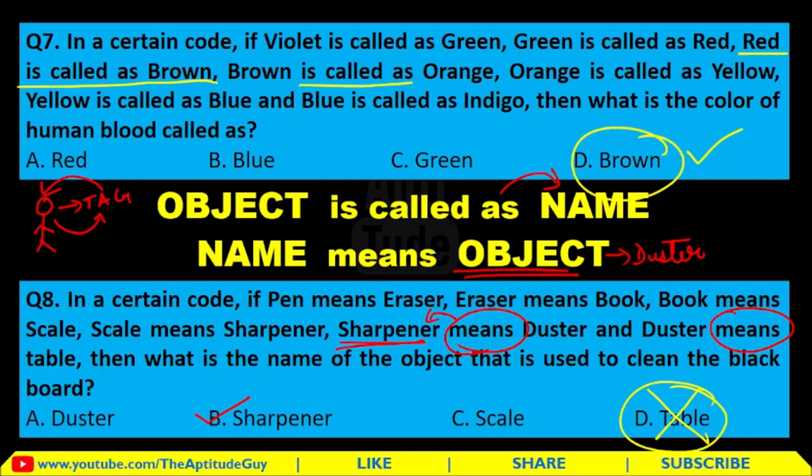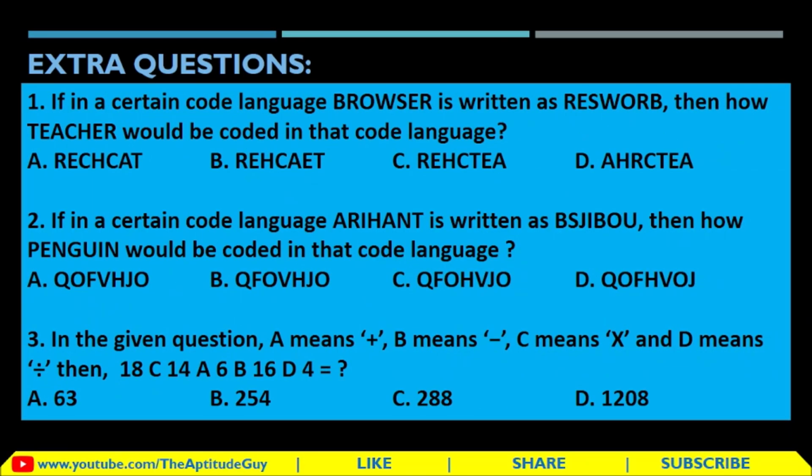Now this was the end of part 1 of coding and decoding. Now just to give you a small task, what I have here is a few extra questions, just 3 of them, the same type of questions that we did just now in the video. Pause the video, take a screenshot of these questions and solve them at your own time, and then drop your answers in the comments. I'll tell you if you're right or wrong.